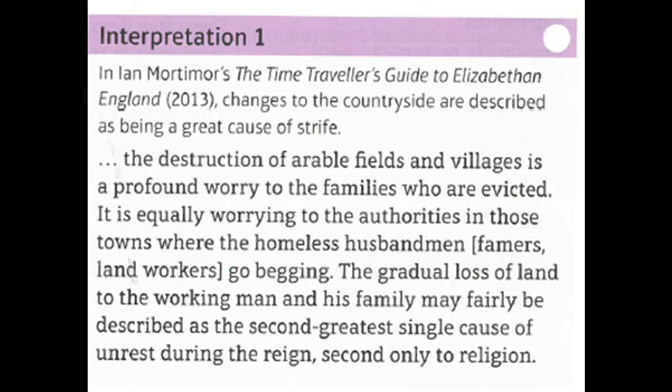So we can infer something quite clearly from this source about the reasons for increasing poverty, and that is pressure on the land. So it talks about the destruction of arable fields and villages and people being evicted. So we can infer from that that people were losing their livelihoods. It talks about the gradual loss of land to the working man, which caused a lot of unrest. And it talks about the fact that in towns there was a lot of homelessness and people were begging. That was because they had lost their land.